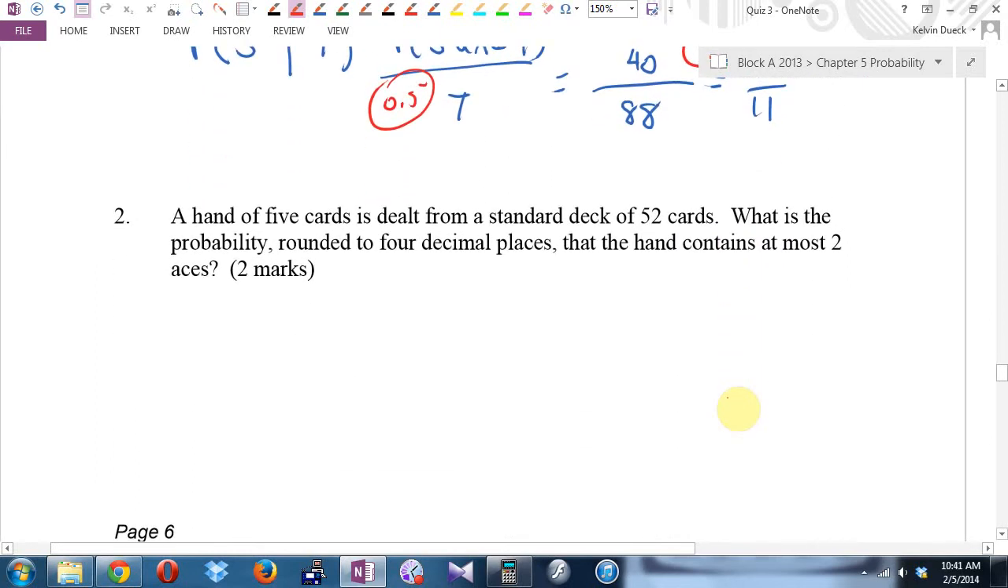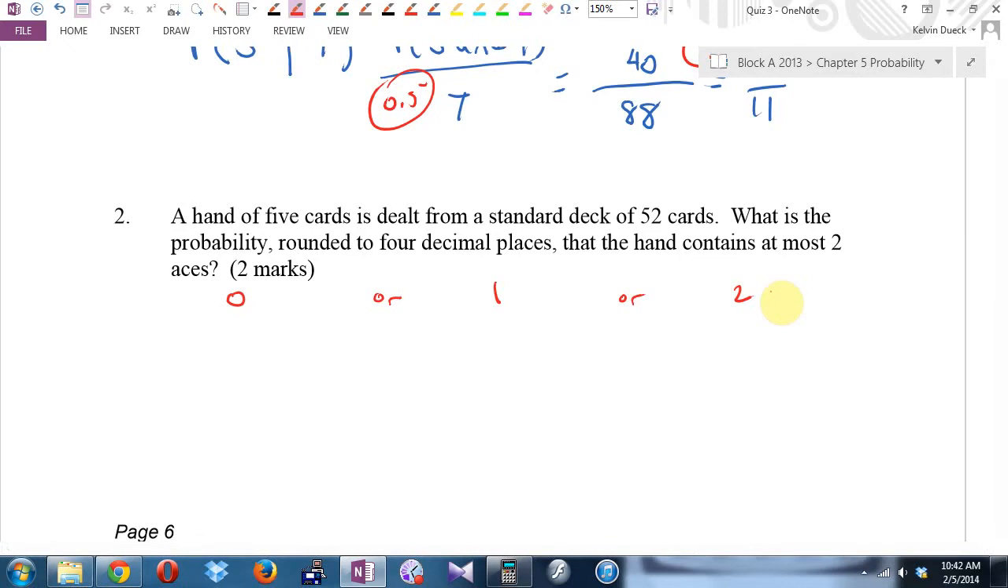Number 2. How many cards? 5. Bucket, not tree. Yeah, technically 50, but how many cards are we choosing? Okay. It wants at most 2 aces, which means 0 or 1 or 2 aces. That's what at most means. The opposite of that is 3 or 4. I guess I could go 1 minus 3 or 4. Or I could add these.